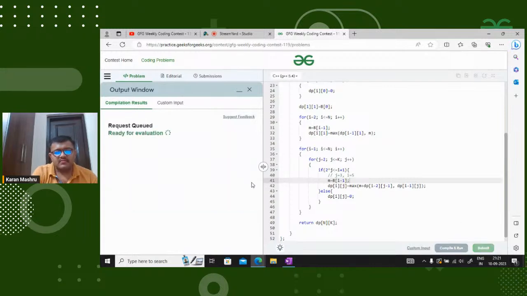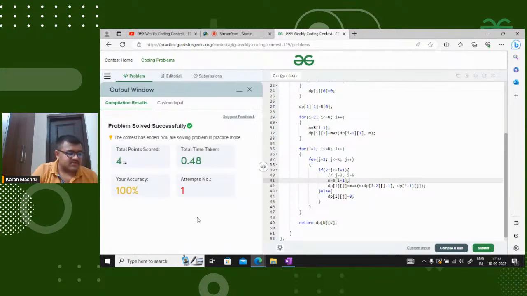Let us submit it. So we have solved this problem successfully.